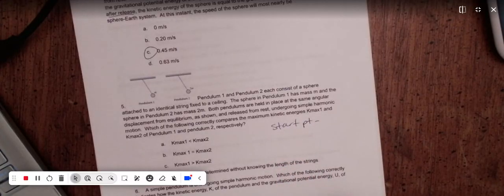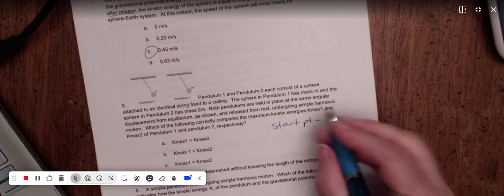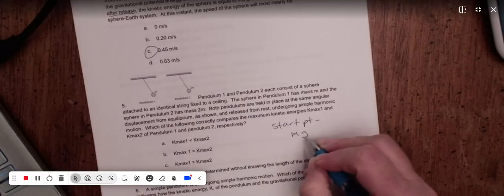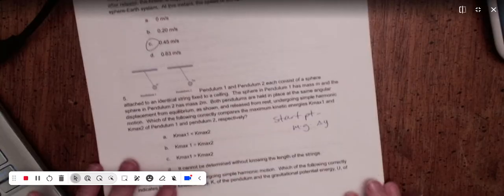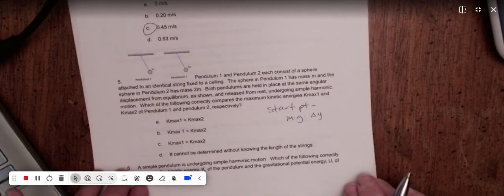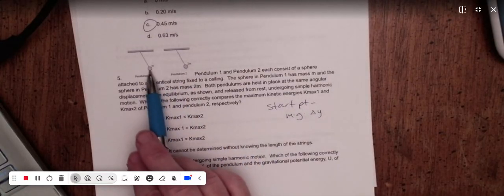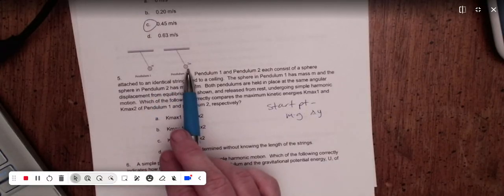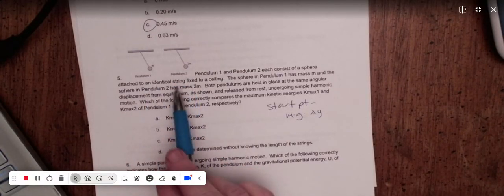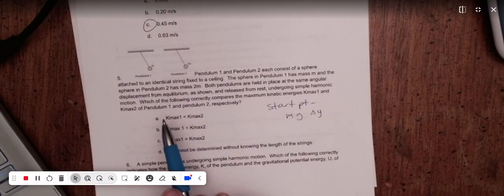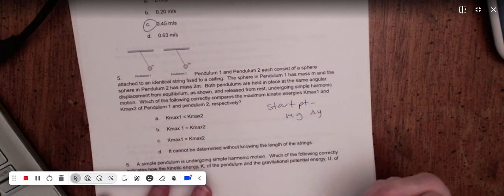all their energy is going to be potential, and that we can get that from m times g times our vertical displacement or height. Okay. And that height is the same for these two, but the masses are different. We know that this one has mass m and this one has mass 2m. So pendulum 2 is going to start off with more energy. It's going to start off with a greater potential energy.